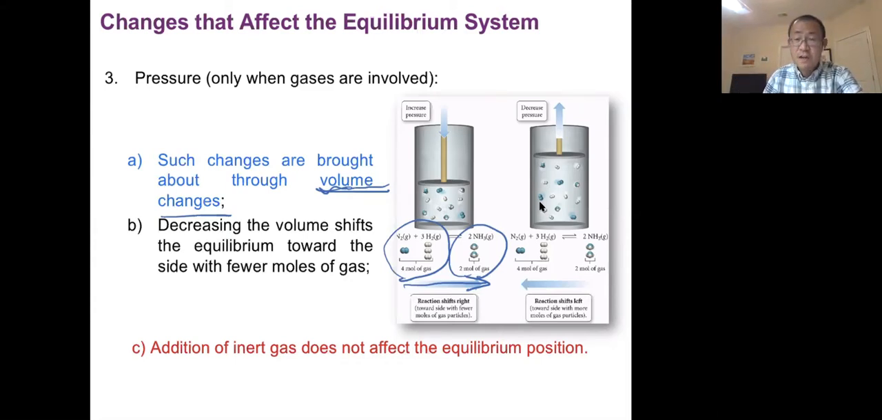The same idea: if I decrease the pressure, increase the volume, the system wants to produce more gas, then the equilibrium will shift to the direction with more moles of gas, to the left in this case. Does it make sense, guys?